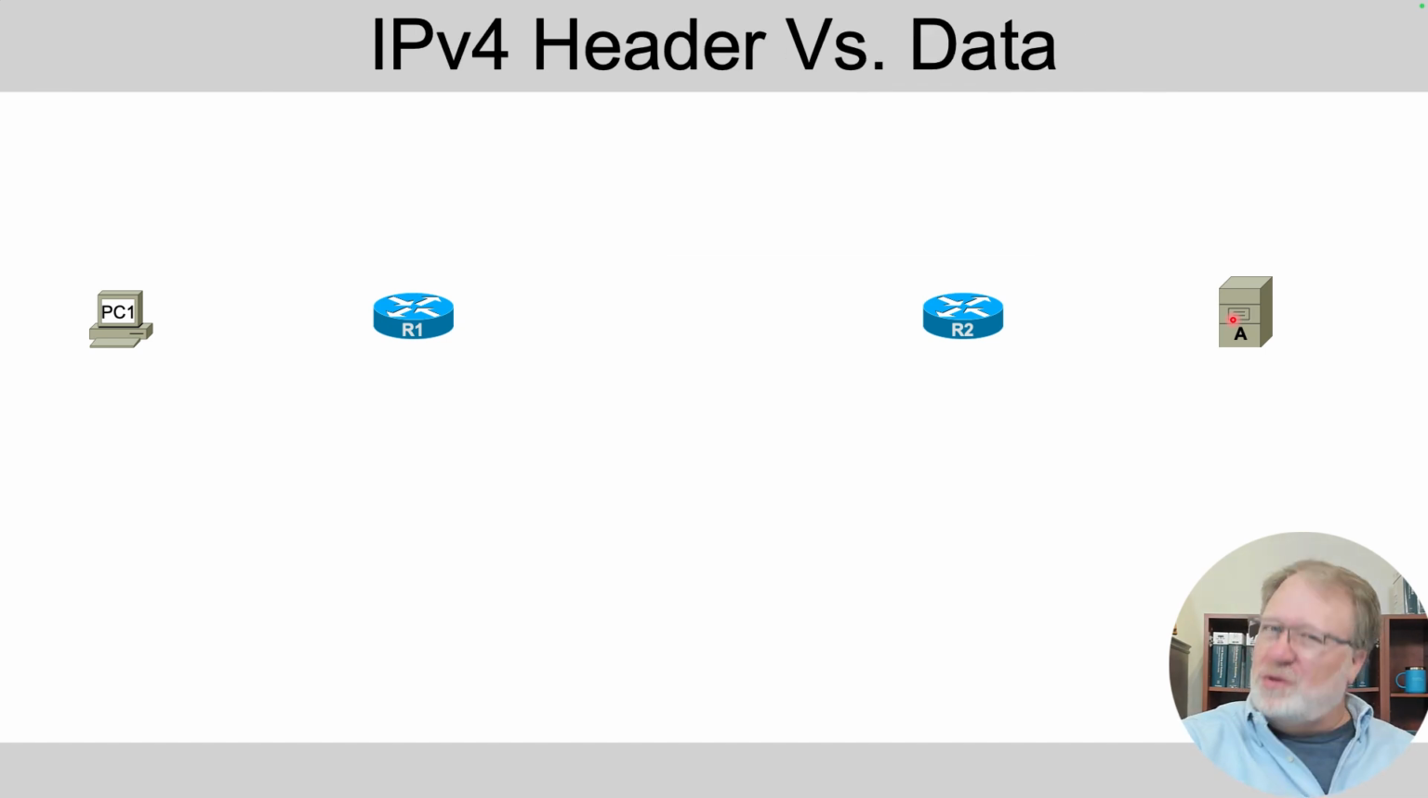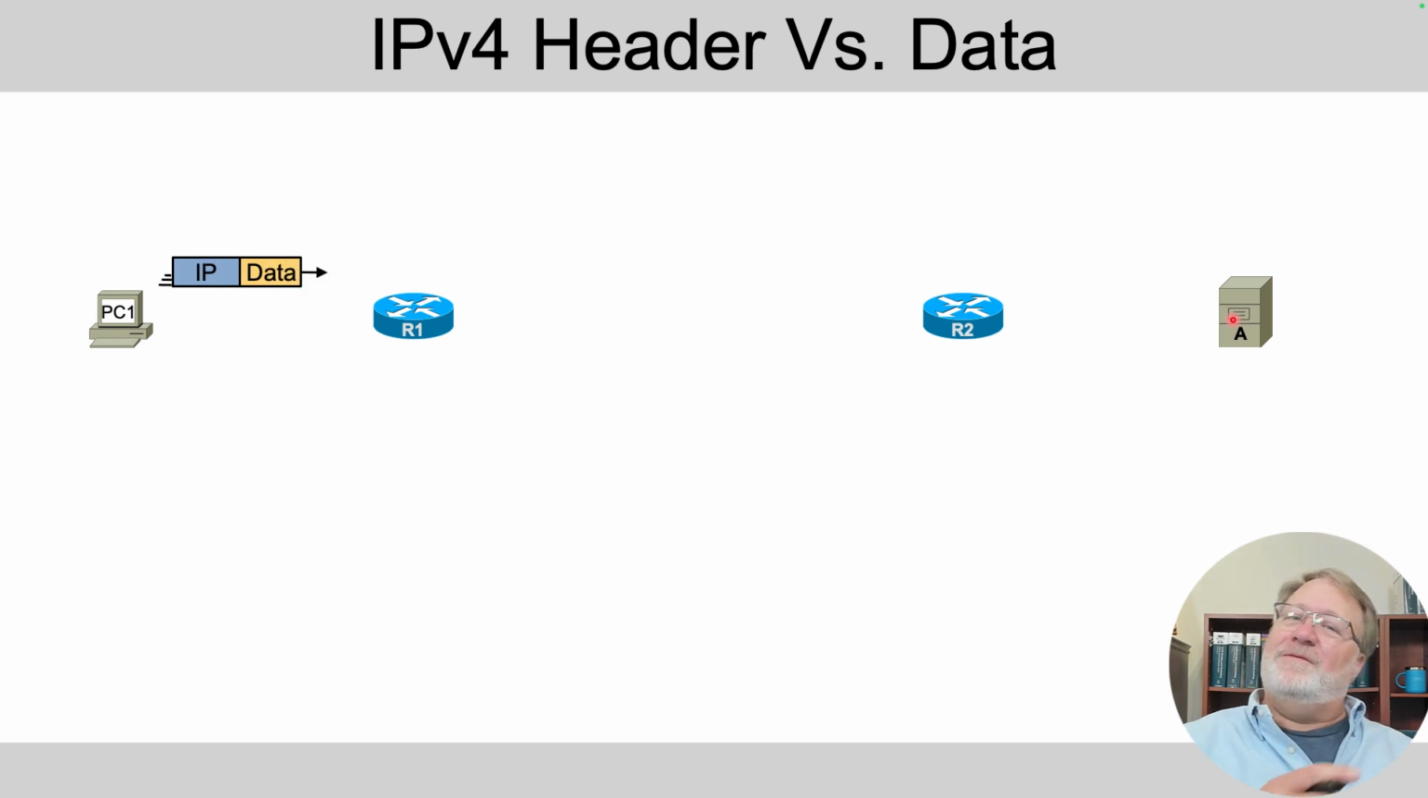Let's take a little closer look, though, at that packet. A packet first has an IP header. So a header is something that's defined in the standard or protocol document. In this case, the IP protocol document defines a header. And it says, hey, we're going to have an IP header, and then there'll be data behind it.